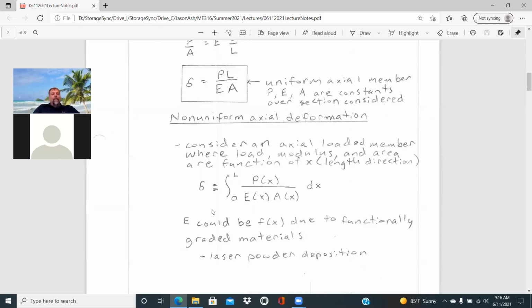That's not commonly the case. Generally, you're buying raw material and making a component all of the same material. But there is a possibility that that could occur.